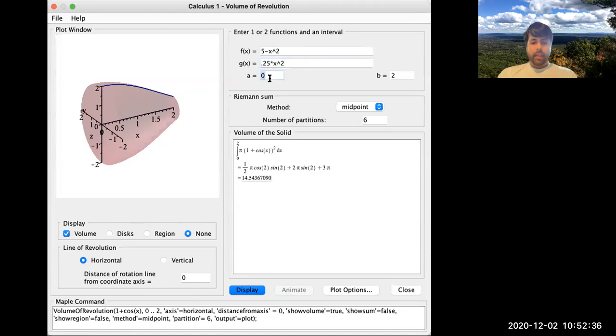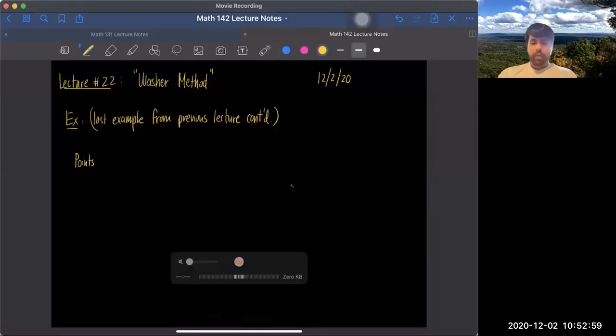And one extra thing is that the point of intersection is extremely important. If I were to set 5 minus x squared equal to 1/4 x squared and solve that, you can do that on your own. So what if I need to find a point of intersection? Let me revert back. Let's find the points of intersection first.